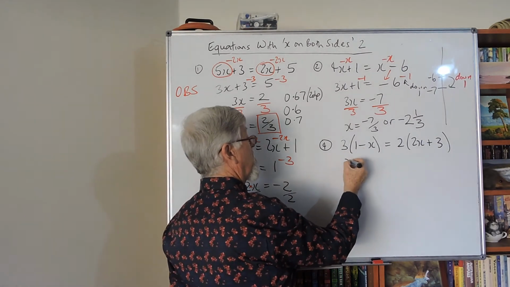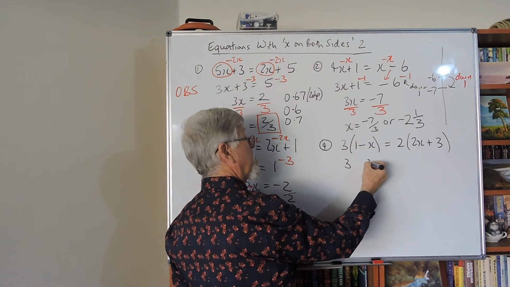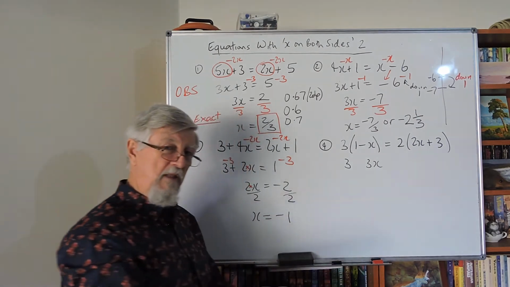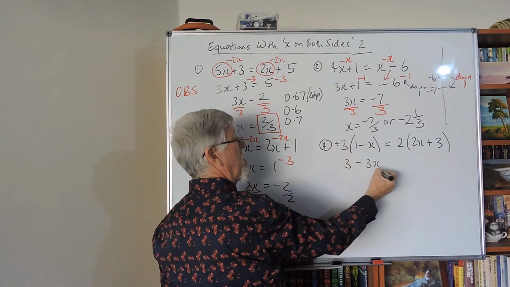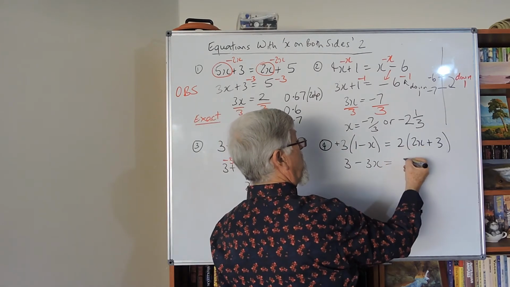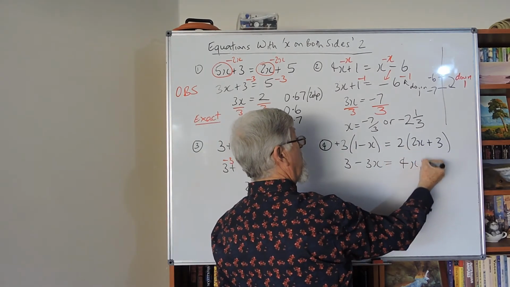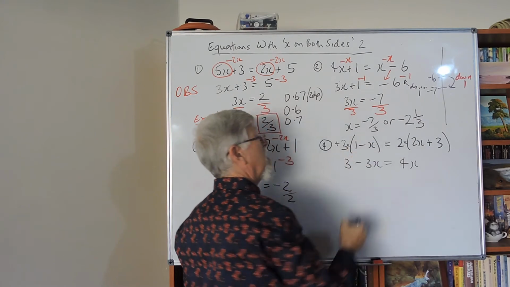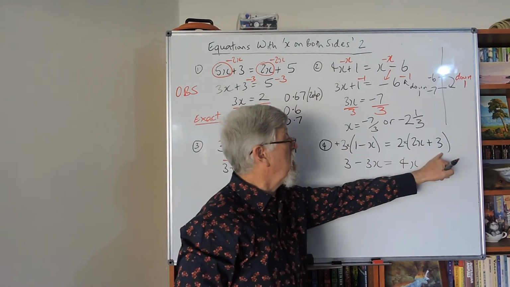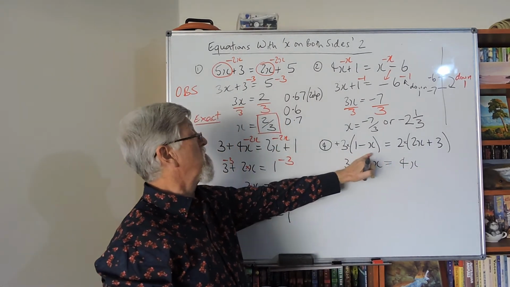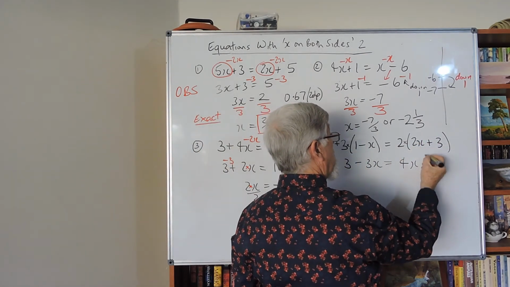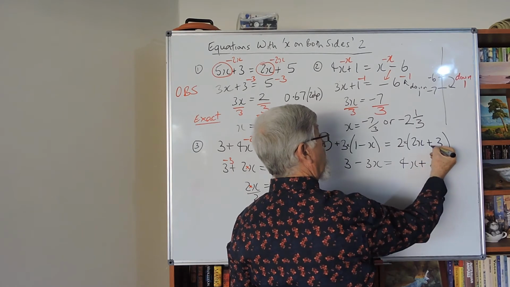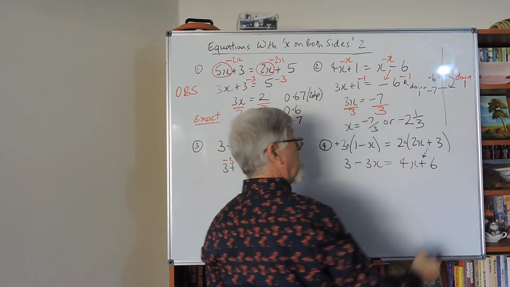So the 3 ones are 3, the 3 times x is a 3x. And you go, well, how many negatives have I got? This is a positive times a negative is a negative. 2 times the 2 is 4 with the x. So we're doing a multiplication here. So it means multiply everything in the bracket by 2. This one was multiply everything in the bracket by 3. So 2 3s are 6. There's no negatives involved, so it's an addition. It was an addition. It stays an addition.